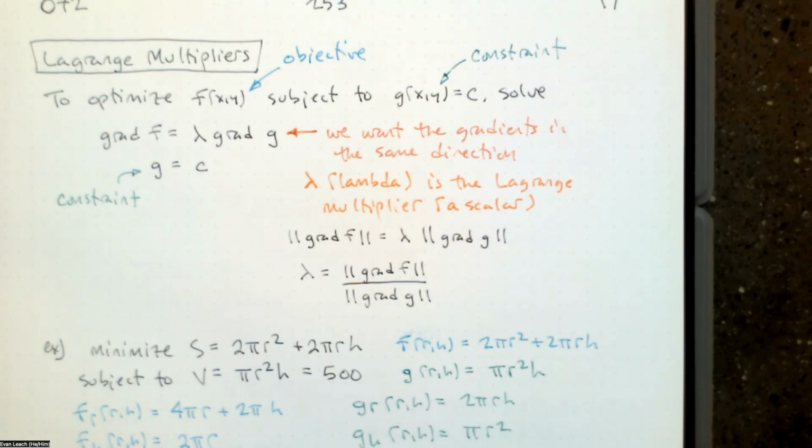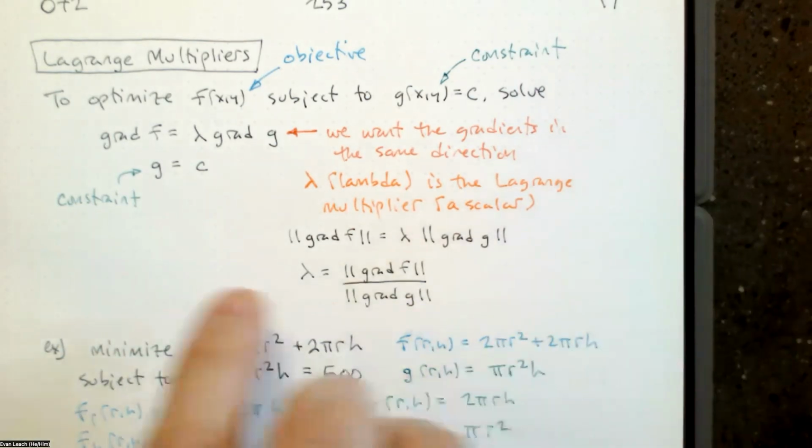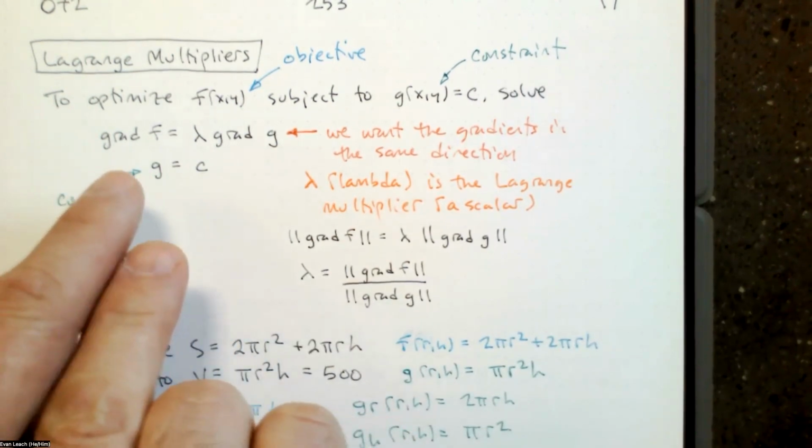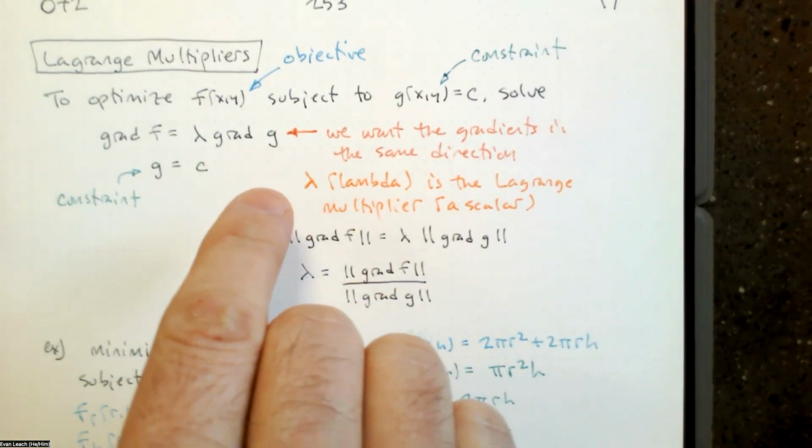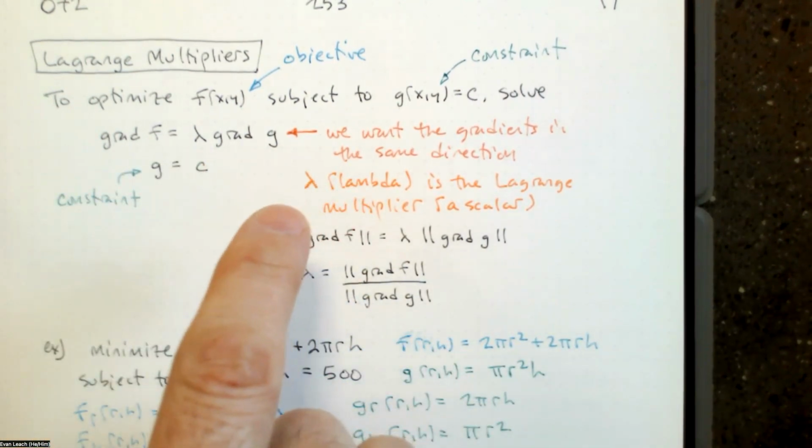Constrained optimization. We want to maximize or minimize the thing, but subject to some constraints. All right, this is what I want you thinking about. Here's our Lagrange multipliers. The gradient of f is equal to lambda times the gradient of g.